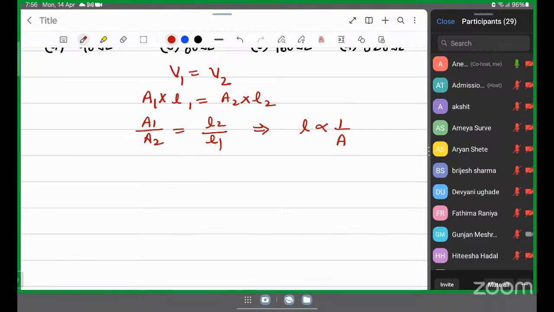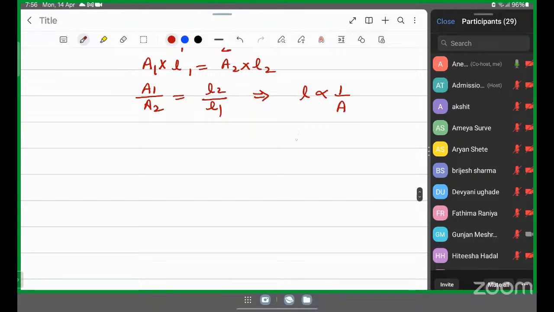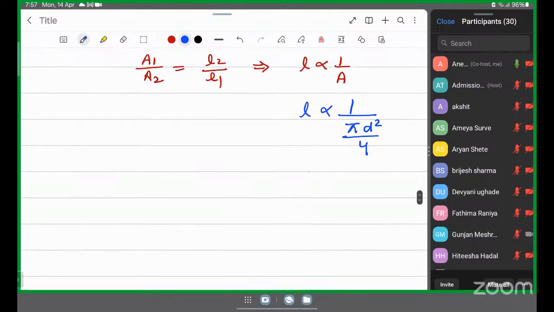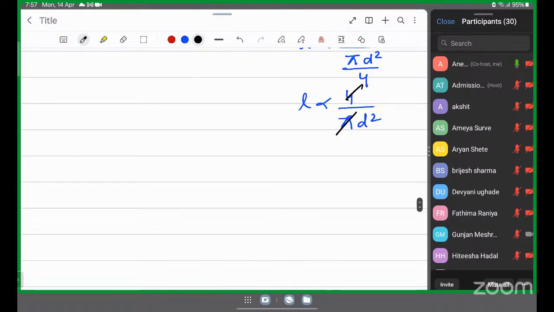And an interesting point is there will be a relation in terms of radius and diameter also. L is directly proportional to 1 by A. A is cross sectional area, which can be given as pi r square. If you convert it into diameter, this will be pi d square by 4, where d is diameter. On arranging, this will be L by pi d square. I am not interested in constants, so 4 and pi are useless. So we will work on L and D.